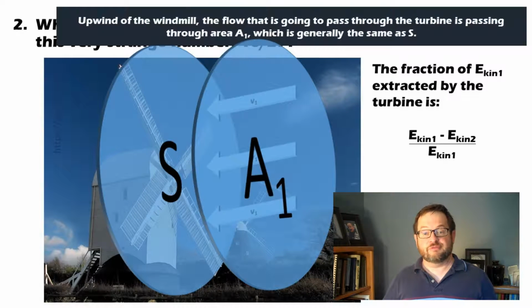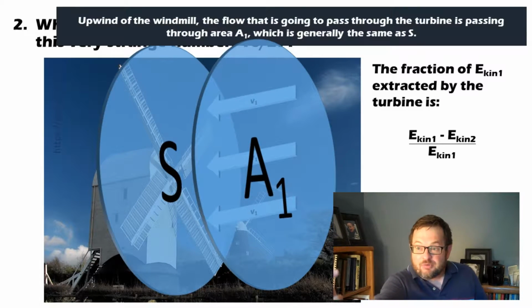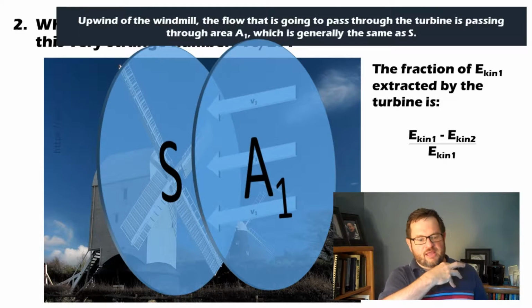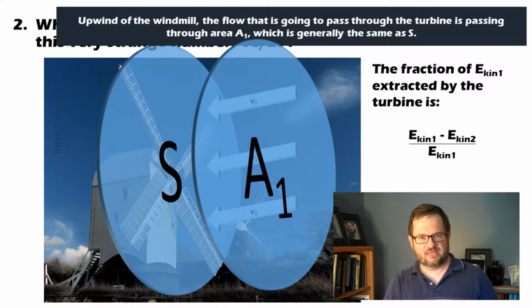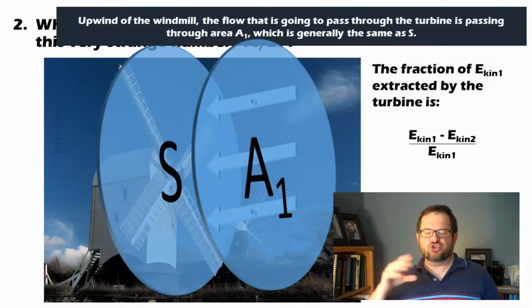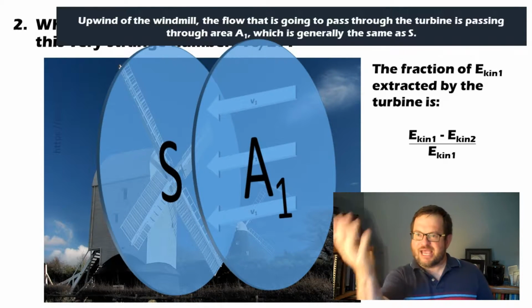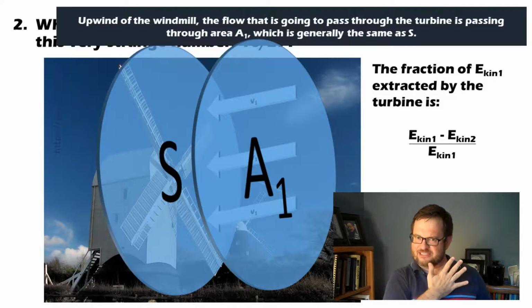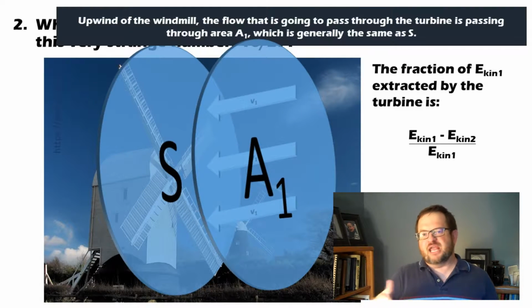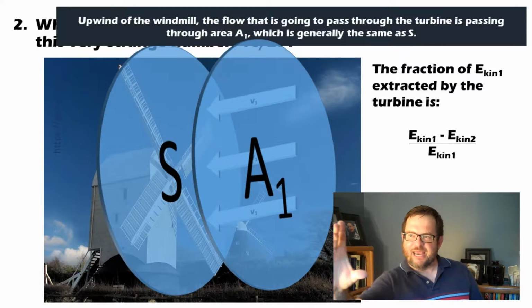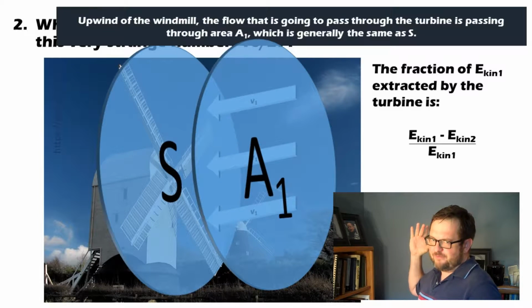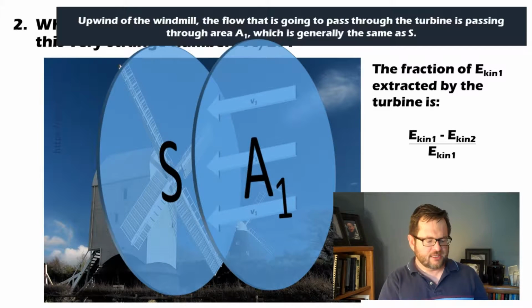And upwind from the flow, the air that is going to end up going through that area S is passing through an area we're going to call A1. 1 again being upwind, right? So some slice of air is what's going to pass through that turbine. Now we generally assume that A1 is going to be equal to that turbine, although under different conditions it wouldn't necessarily have to be, but it's the air that is fated to go through the blades of that turbine.